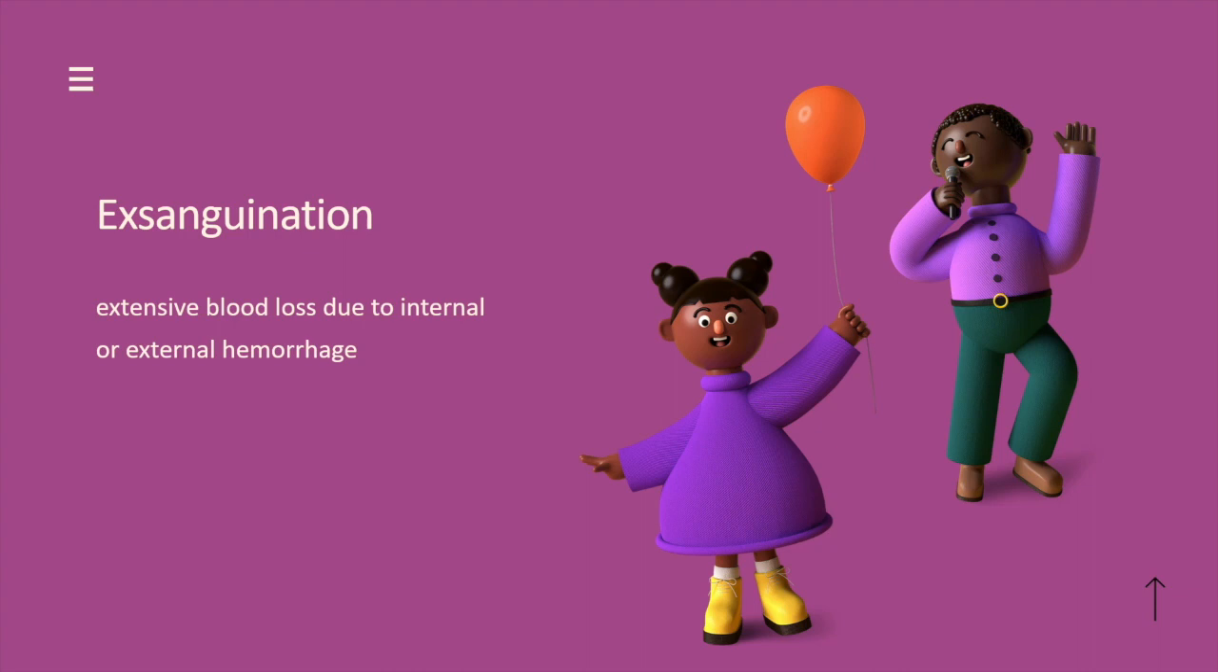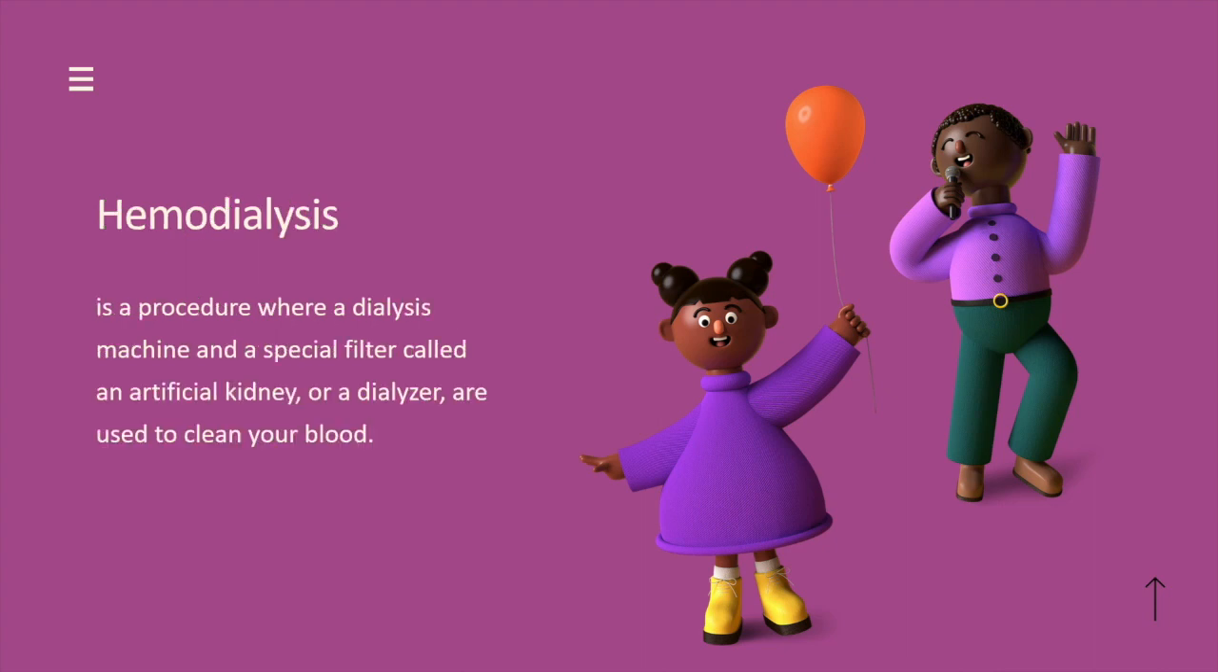Exsanguination: extensive blood loss due to internal or external hemorrhage. Hemodialysis is a procedure where a dialysis machine and a special filter called an artificial kidney or dialyzer are used to clean your blood. Hemodialysis helps control blood pressure and balance important minerals such as potassium, sodium, and calcium in your blood.